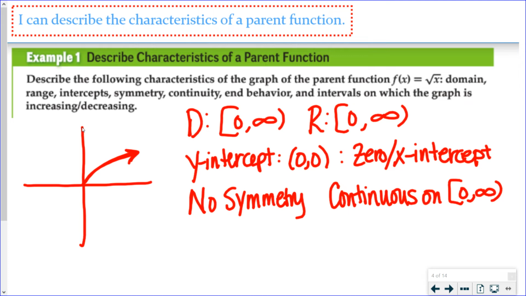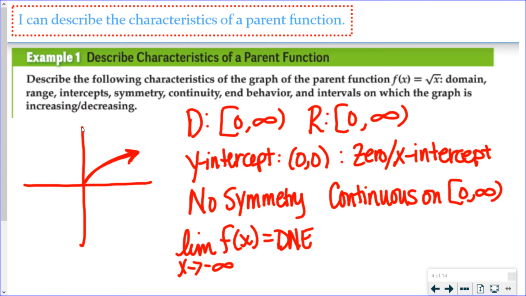My end behavior for the limit as x goes to negative infinity. So when you look at your graph, does x go to negative infinity? Look at your domain. Does it go to negative infinity? It doesn't. So we don't have end behavior when x goes to negative infinity. DNE means does not exist. And where is the limit as x goes to positive infinity of our function? So as x gets bigger, y's are getting bigger too. So it's going to positive infinity.